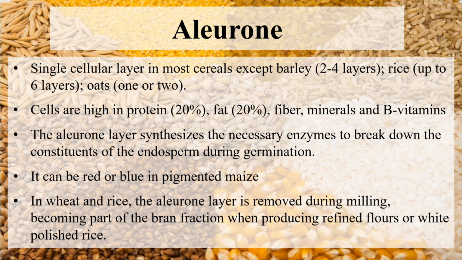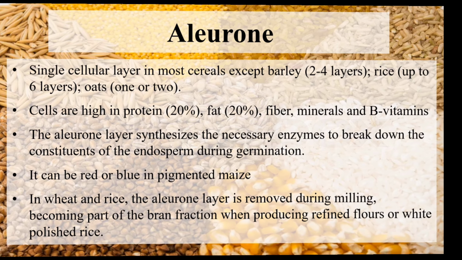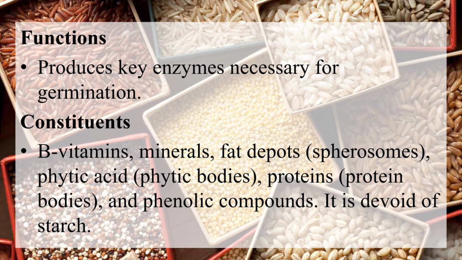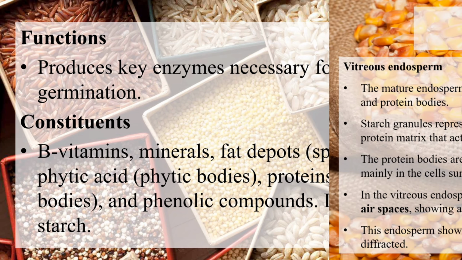The aleurone layer synthesizes the necessary enzymes to break down the constituents of the endosperm during germination. It can be red or blue in pigmented maize. In wheat and rice, the aleurone layer is removed, becoming part of the bran fraction when producing refined flours or white polished rice. Functions of aleurone layer: it produces key enzymes necessary for germination. Constituents: B vitamins, minerals, fat depots, ferrosomes, phytic acid, phytic bodies, proteins, protein bodies, and phenolic compounds. It is devoid of starch.